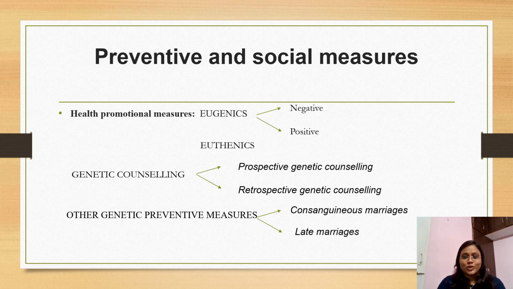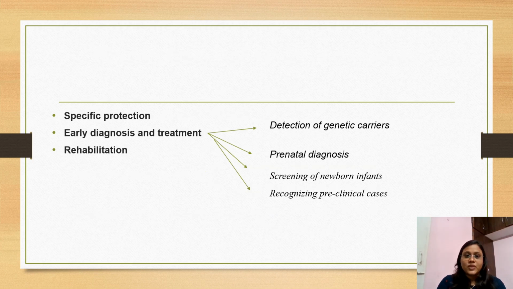But most of the time, genetic counseling is not prospective. Most of the time, it is retrospective. The couple will have an abnormal child, and then they will come for counseling. Then we will do certain tests and come to know that these people are carriers or heterozygous for certain traits. In that case, we will advise the couple not to bear future children. Other genetic preventive measures include discouraging consanguineous marriages and preventing late marriages, which are very rampant nowadays.